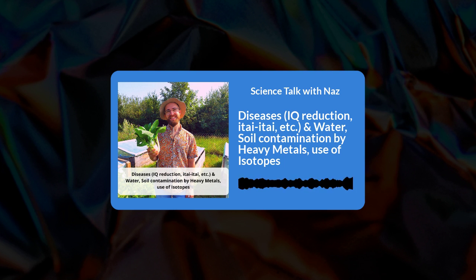So let's imagine we found a soil which was contaminated, and now do we have any ways to recover the soils from heavy metals?